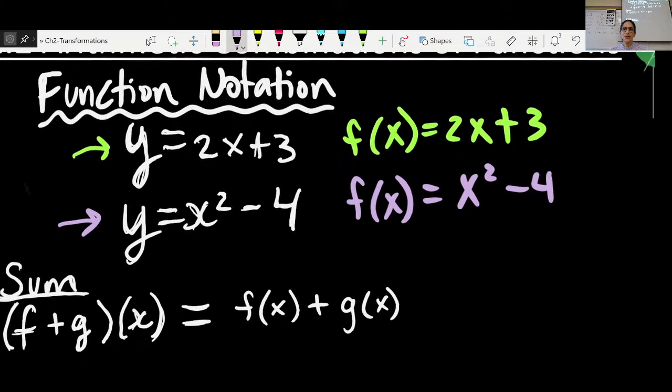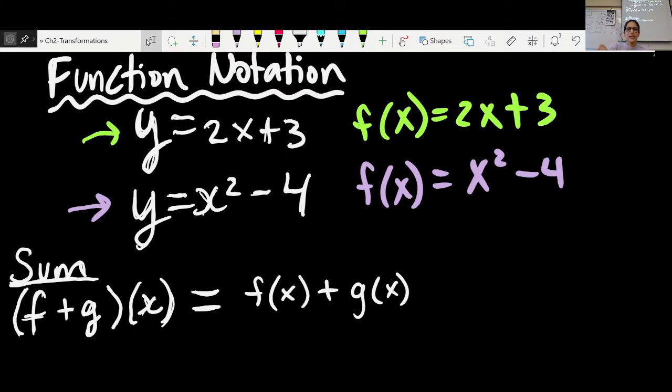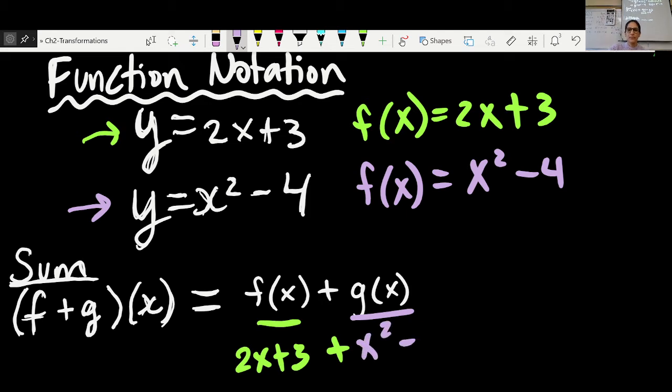Okay, so then here's what we do with that. Basically, if it says f plus g of x, we can just do them separately. f of x plus g of x. And it's just a simple matter of substitution. So we can do 2x plus 3 plus x squared minus 4. And then we just clean things up a little bit.